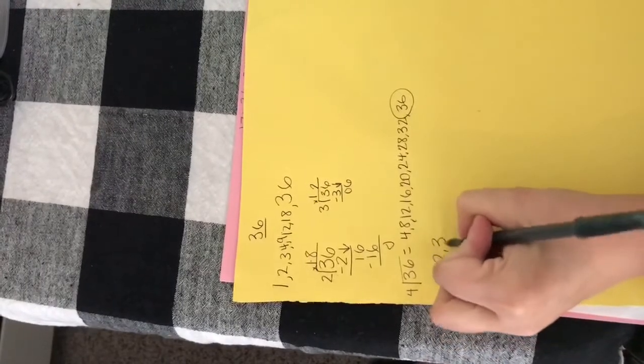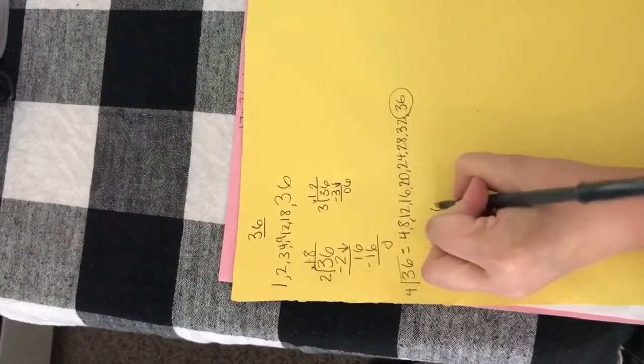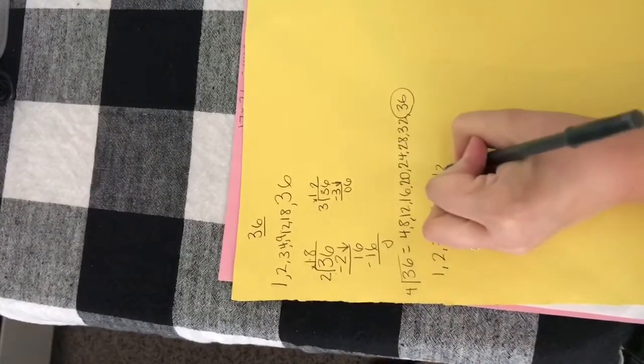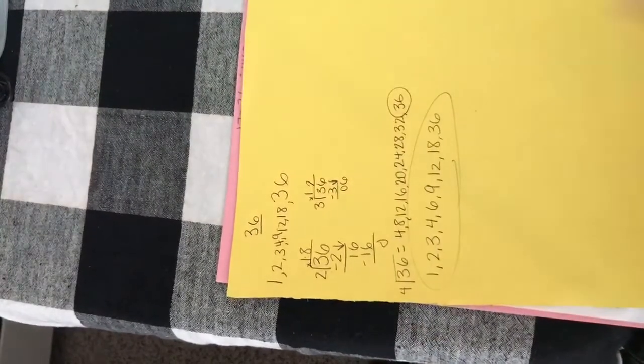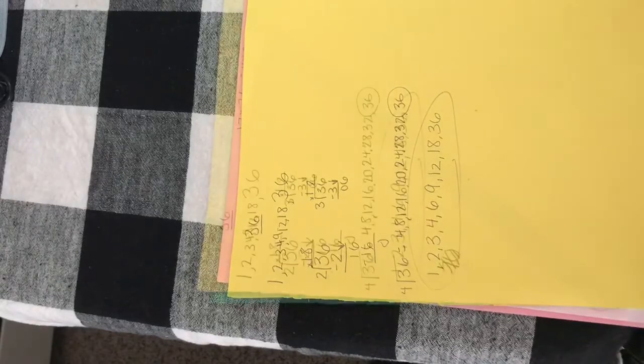So I'm just going to rewrite these out. You only have to write that 6 once. I don't know if that helps. And those are all of your factors of 36.